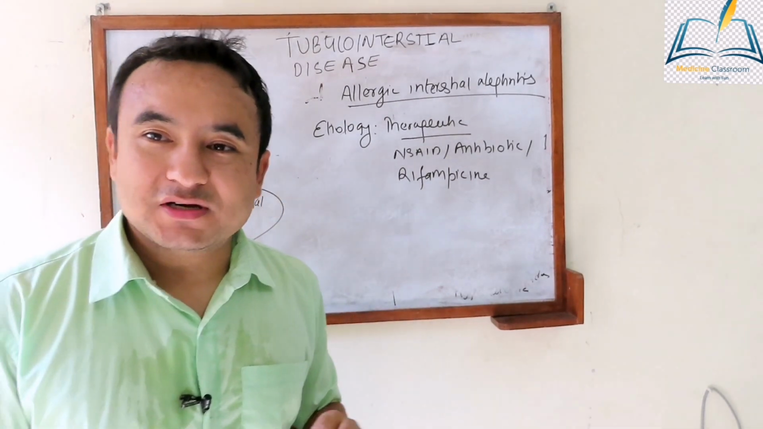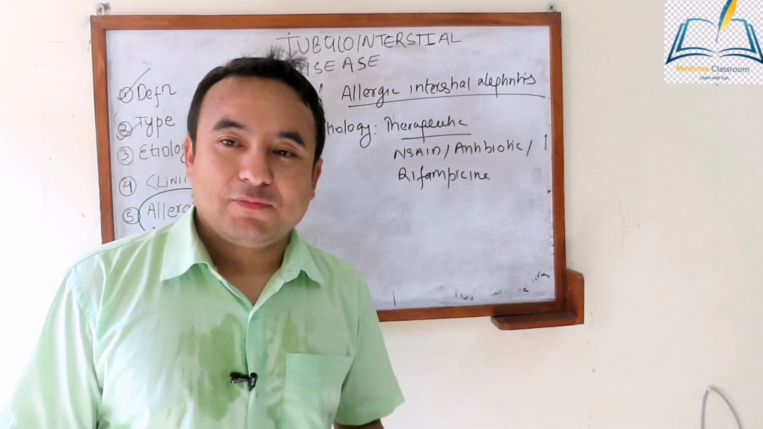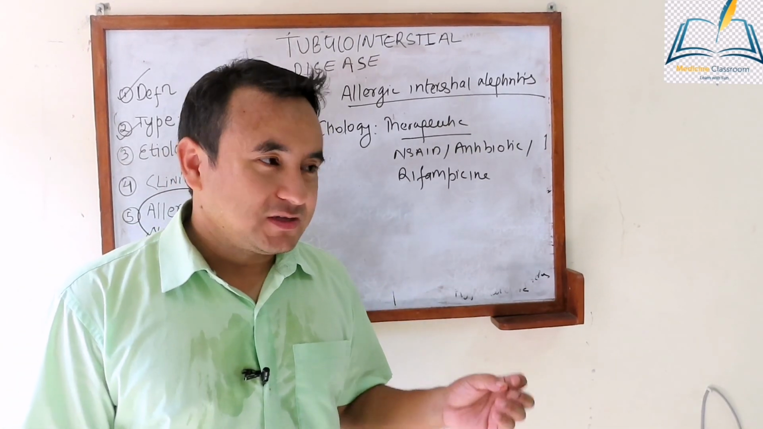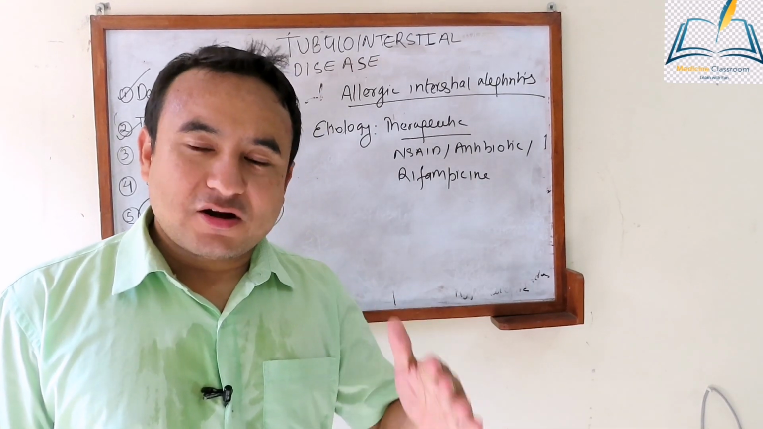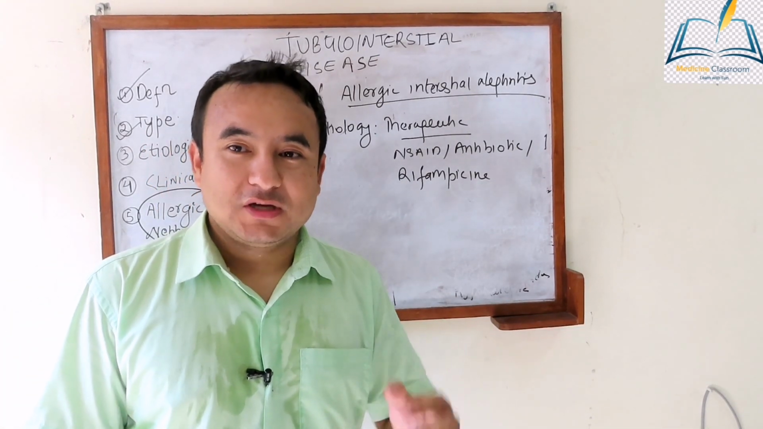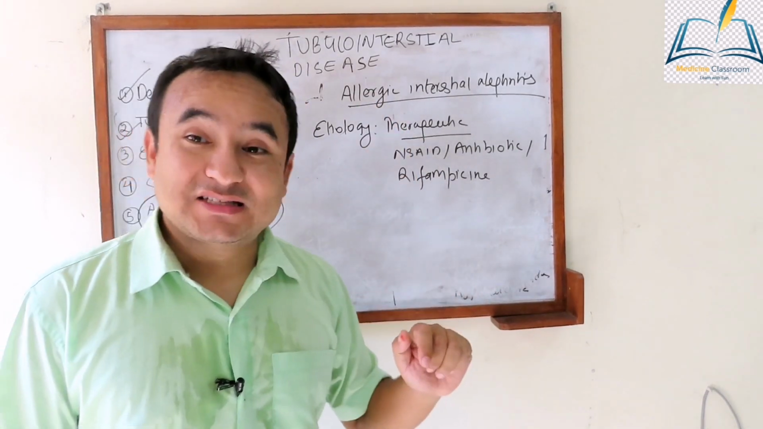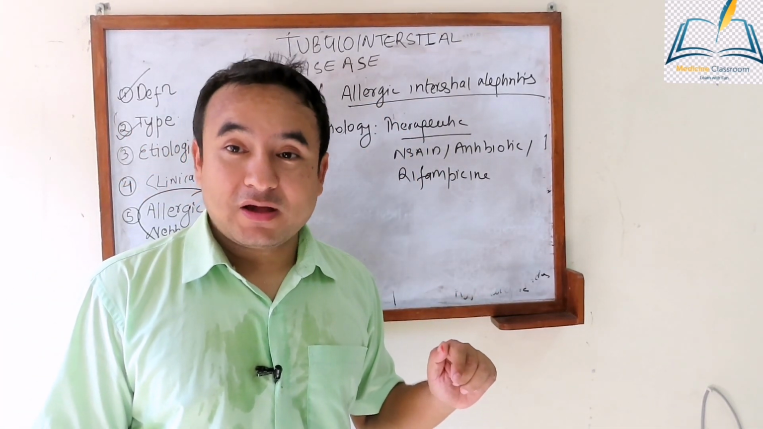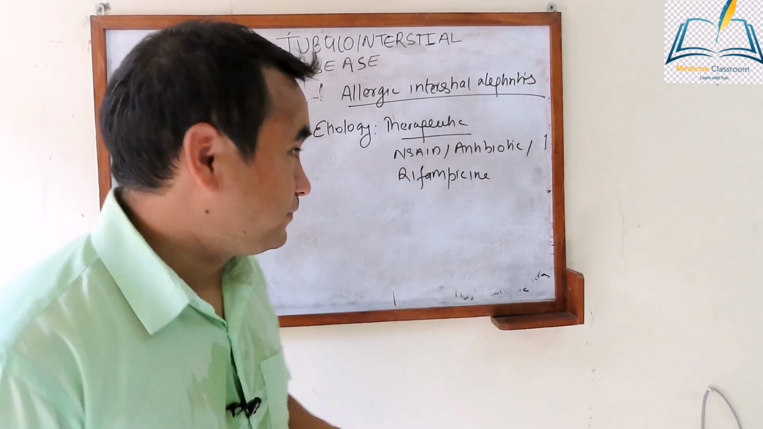So how does the patient present? Doctor, I have given an NSAID for knee pain, but after a few days the patient may present with renal dysfunction. Though the cause for that renal dysfunction may be vascular, one important disease to consider in that condition is allergic interstitial nephritis. This is how the patient presents to us.